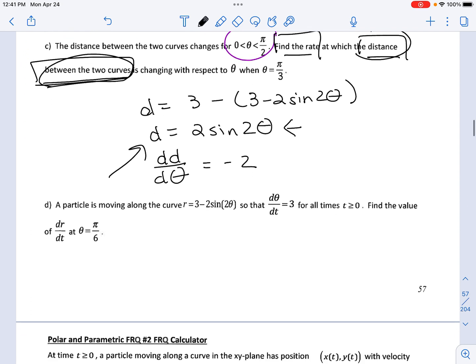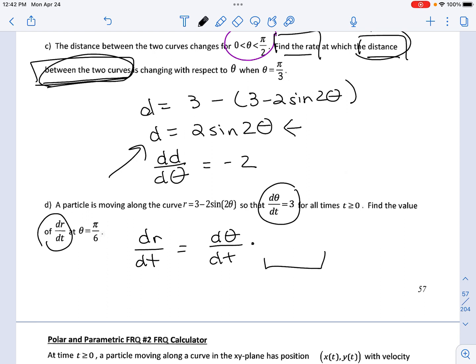Okay. Lastly, a particle moves along the curve so that d theta dt equals 3. Find the value of dr dt. So remember, always look at what are you given, what are you trying to get to. I need dr dt. The only thing I'm given is d theta dt. So think about what else do I need.